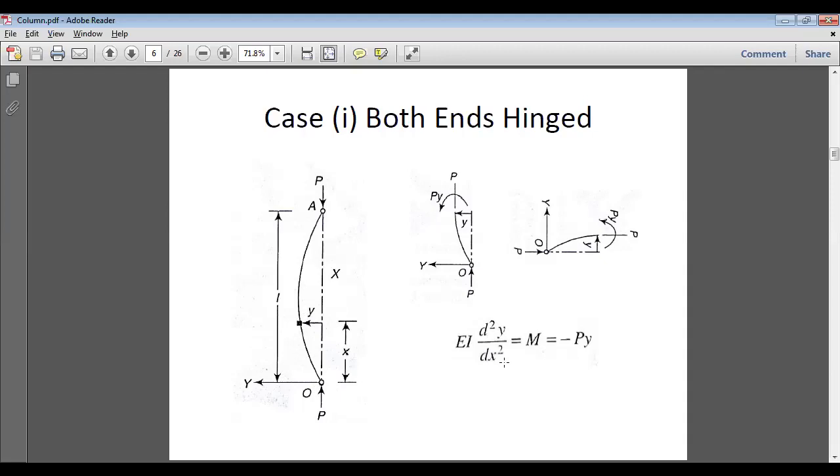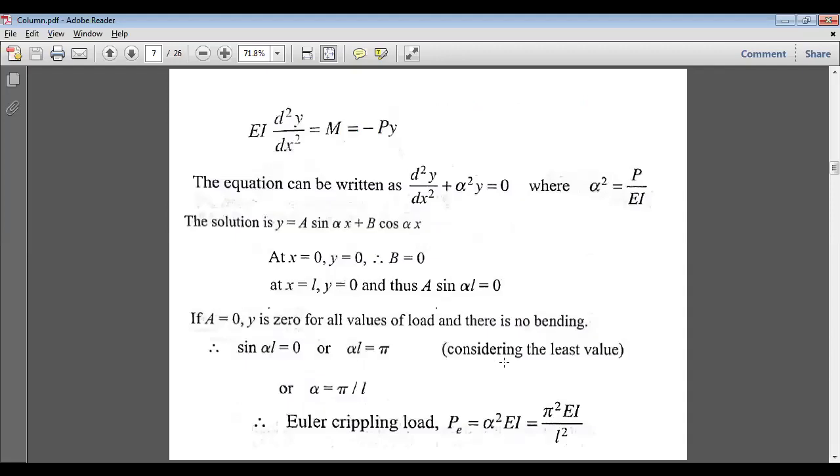So this is the moment of the forces, in which we have to double integrate. E is the modulus of elasticity, and I is the moment of inertia. So we can substitute the value. Now the equation can be written as EI d2y by dx square, with minus Py taken to the left side. So this way we will find d2y by dx square plus Py is equal to 0.